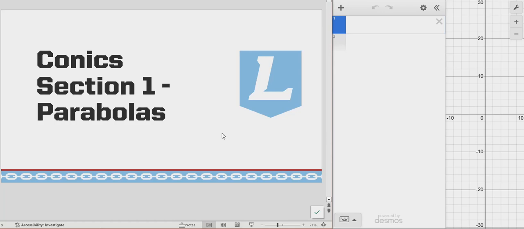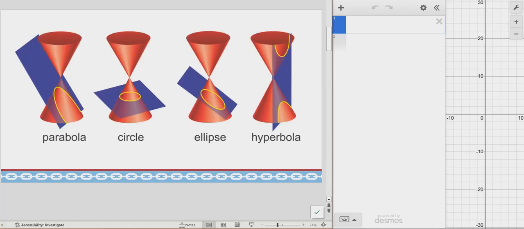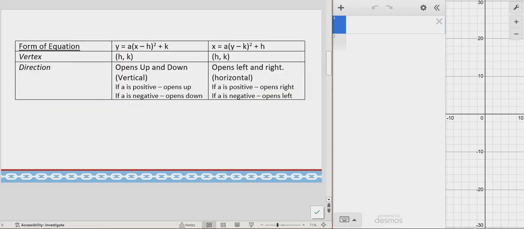Kicking off our chapter on conics. Conics is the study of what happens when we take this cone shape that you see in red and we slice it in different ways. And the first one we're going to study is the parabola. So when we cut the cone at an angle, we get a parabola shape like we've studied previously.